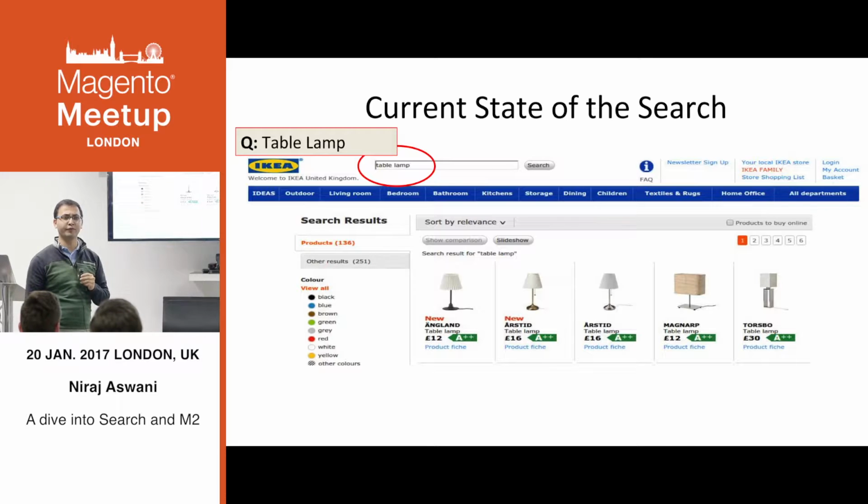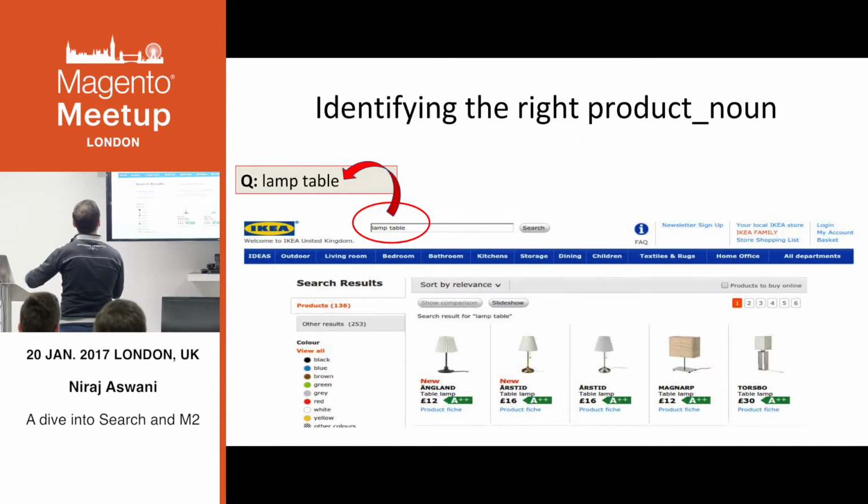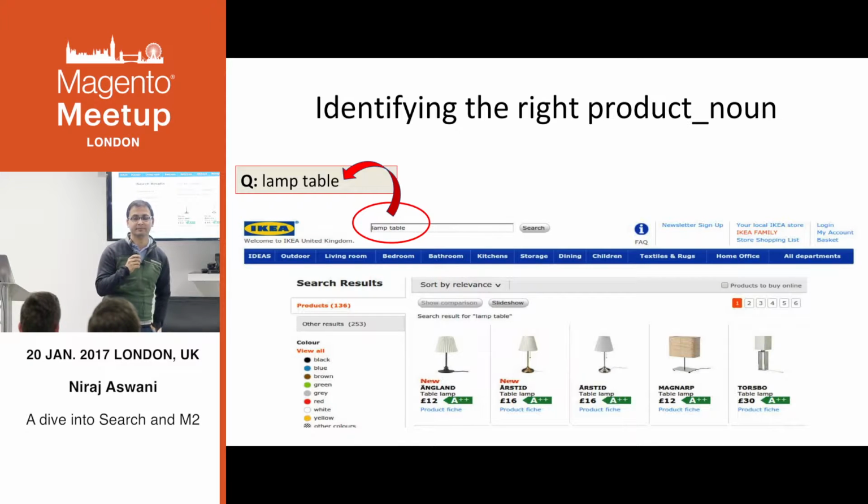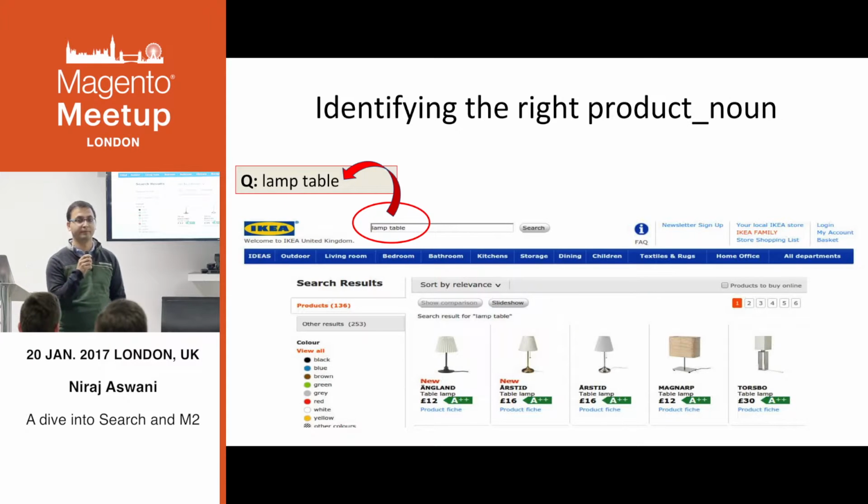IKEA. How many of you have shopped on IKEA? Do you find their search good, bad, okay? Yeah. Well, when you search for table lamp, it does give you the correct result. It's nice. But what happens if I change the term, change the order of these terms? Lamp, table. I still see these lamps coming up. Why? Any guess?